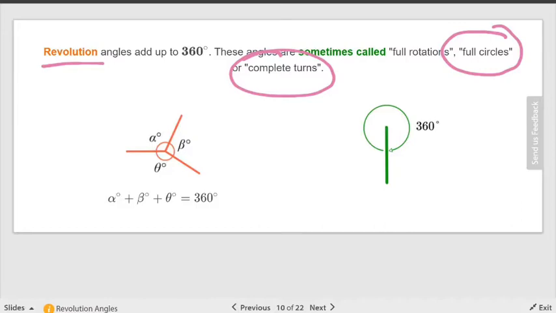All of those angles add up to make the full circle. Are they called full circles or complete turns? Either one. They all mean the same thing. Could you do 360 divided by 3? You could if they were all the same size, but do we know that they're all the same size? No.